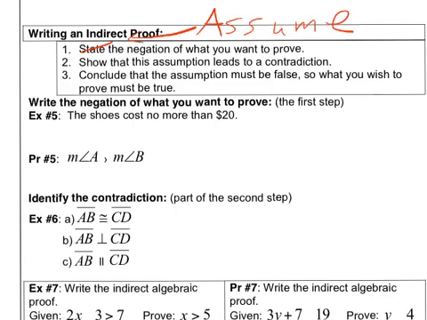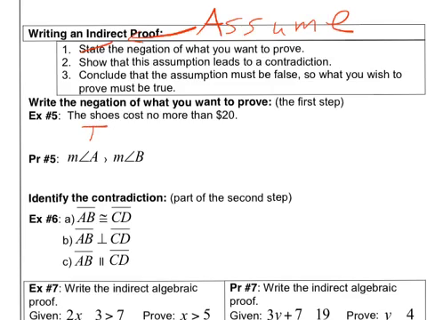So let's do a little bit of practice. These aren't actual proofs, these are just little practices to show you what you would do for the first step. So this example number 5 says the shoes cost no more than $20. So what would your first step be? Well, you would assume the negation of what you want to prove. So I'm going to assume the opposite.